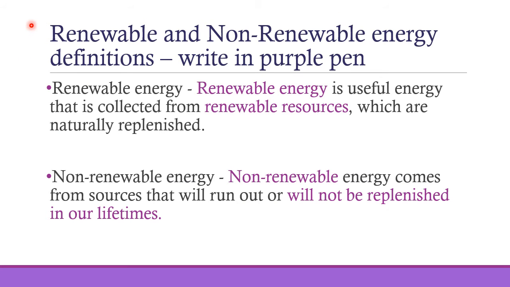Now, here are some definitions. Renewable and non-renewable energy. So renewable energy is useful energy that is collected from renewable sources which are naturally replenished. And non-renewable energy comes from sources which will run out or will not be replenished in our lifetimes. And we're going to see examples of both just coming up now. And can you just take your purple pens out? And could you add any of these, add to your definitions that you've already written? And can you add anything that you might have missed off, any important vocabulary?